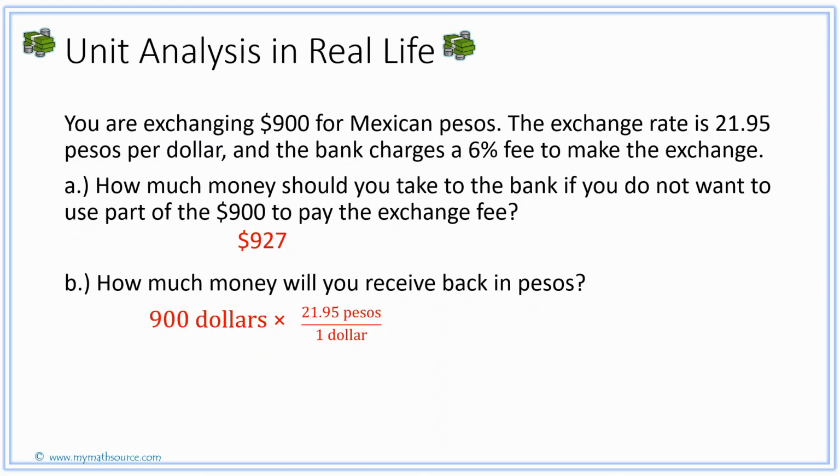Okay, so now you just multiply that and make sure you cancel. And what will you cancel? That's right, the dollars. So the dollars cancel out. You multiply the 900 by the 21.95, and your answer will be in pesos. And so your answer would be 19,755 pesos.